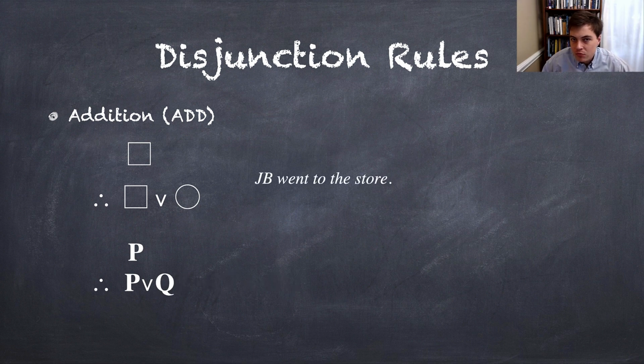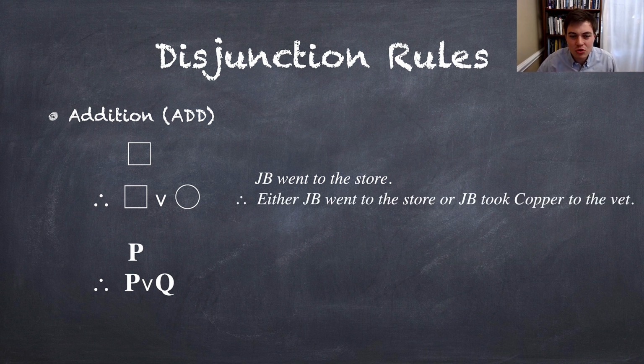Why is this valid? Let me just run through an English example. If you're not confused about why it's valid, when we do it in English, it'll be like, what? So suppose you have a sentence, JB went to the store, or me, Professor Barker went to the store. Suppose you know that's true. The addition rule says you can conclude either Professor Barker went to the store or Professor Barker took Copper to the vet. Now, how can that be? I didn't tell you anything about Copper in the first sentence or anything about whether he went to the vet. How can you tack that additional disjunct on? And indeed, ADD licenses inferences like this one.